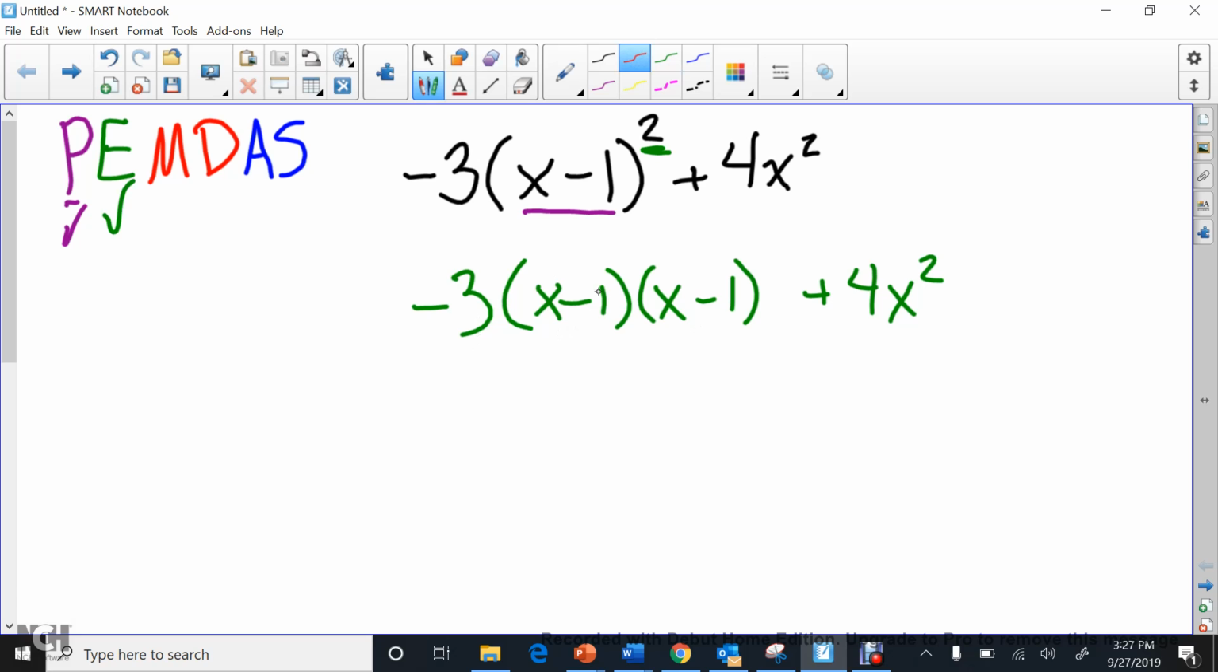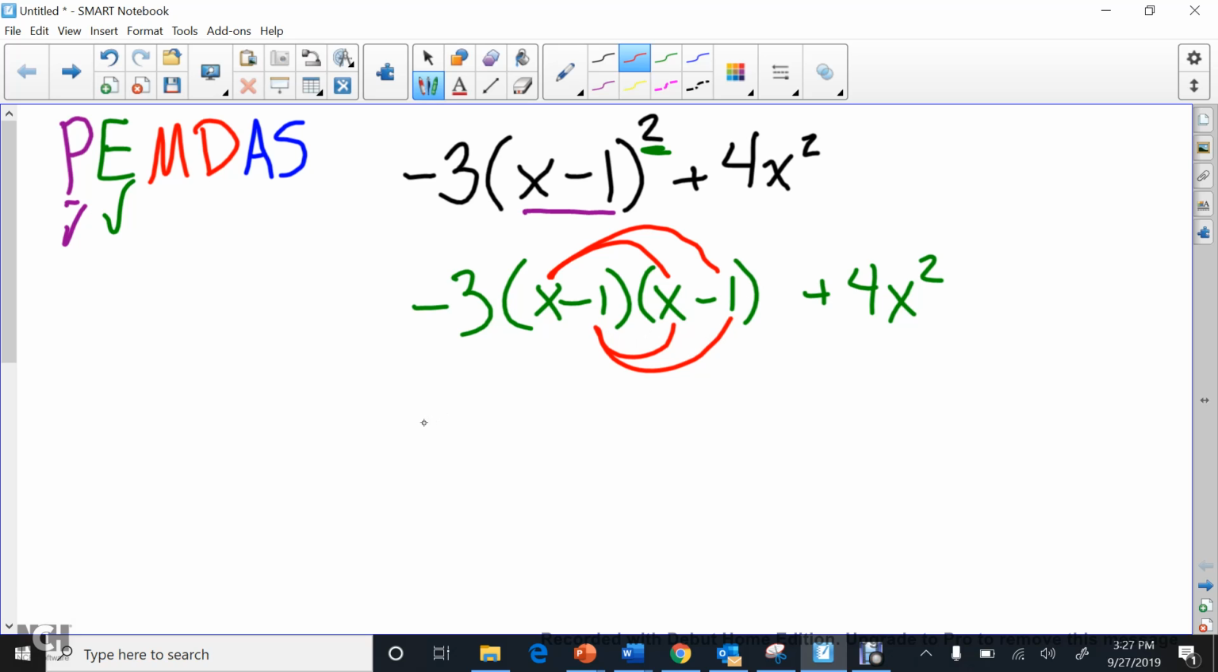I see that I have a negative 3 times an x minus 1 times an x minus 1. I'm going to handle the x minus 1s first. We double distribute by doing x times x, x times negative 1, negative 1 times x, and negative 1 times negative 1. Each member of this first group gets distributed to each member of the second group.